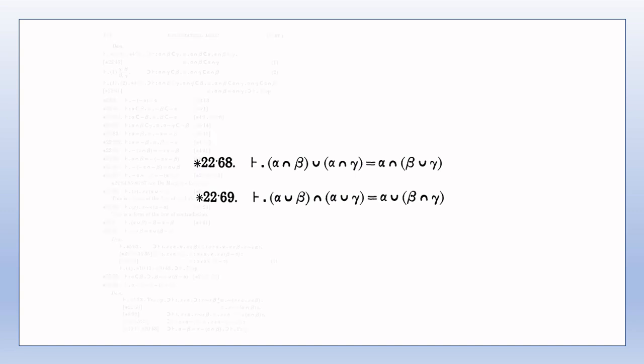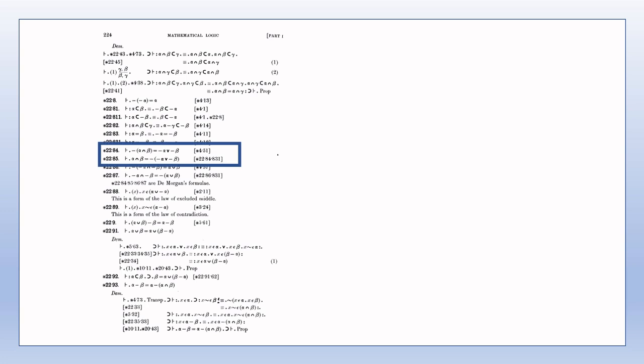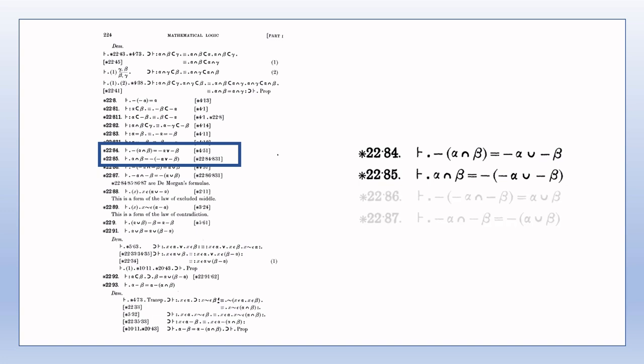And there's a couple of typographical errors on page 224 in propositions 22.84 and 22.85. The right-hand sides of each equality should be a logical sum of classes symbol, not a logical sum of propositions symbol. Of course, the logical sum of propositions, the or symbol, is meaningless when applied to classes. And these two propositions, 22.84 and 85, as well as 22.86 and 87, are De Morgan's laws.